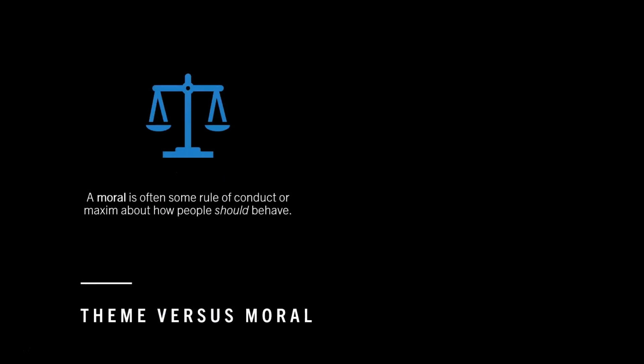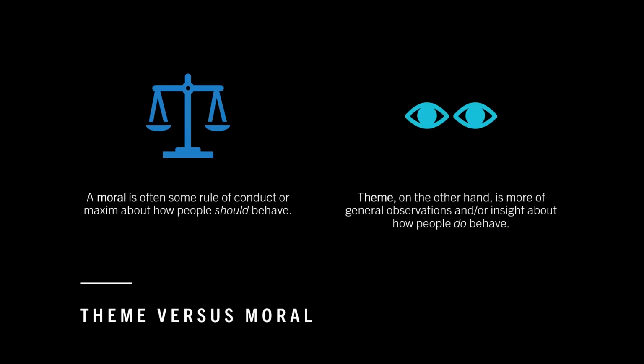Sometimes people think of theme as the moral of a story, right? What's the moral of a story? And that's actually a bit different for our purposes. So a moral is often some rule of conduct or maxim about how people should behave. So going back to our last video about symbol, allegories are meant to communicate some sort of moral principle, right? But a theme, rather, is more of a general observation or insight about how people do behave.